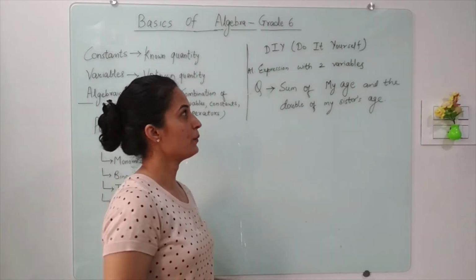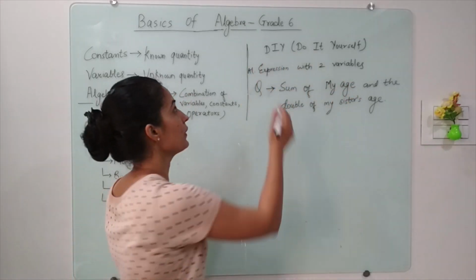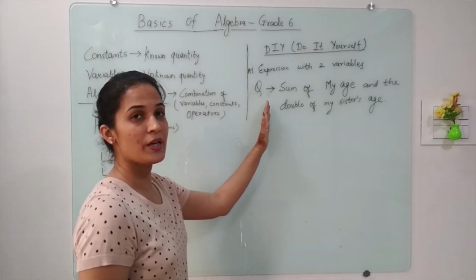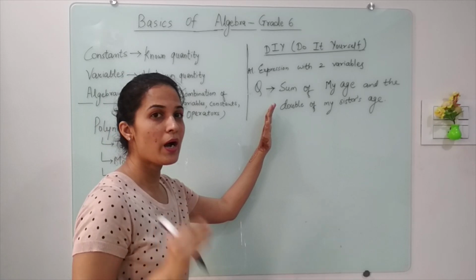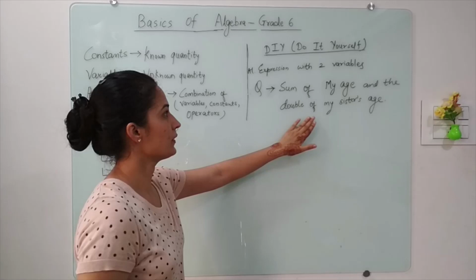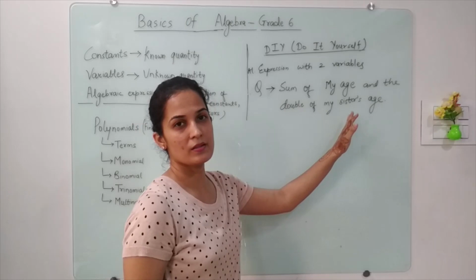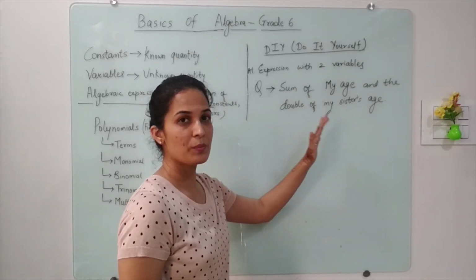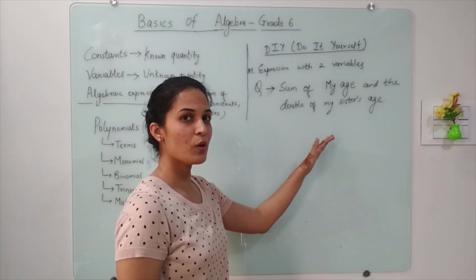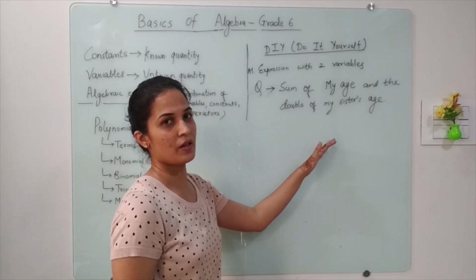So now again I am giving you one kind of homework. You have to do it yourself. Call it DIY, do it yourself. This is the question with two variables. Now you have to write down the algebraic expression for this particular statement. The statement says sum of my age and the double of my sister's age. This you have to represent in the algebraic expression. Please write down your answer in the comment box. I'll reply if it is correct or wrong. If it is wrong, I'll tell you what is the correct answer.